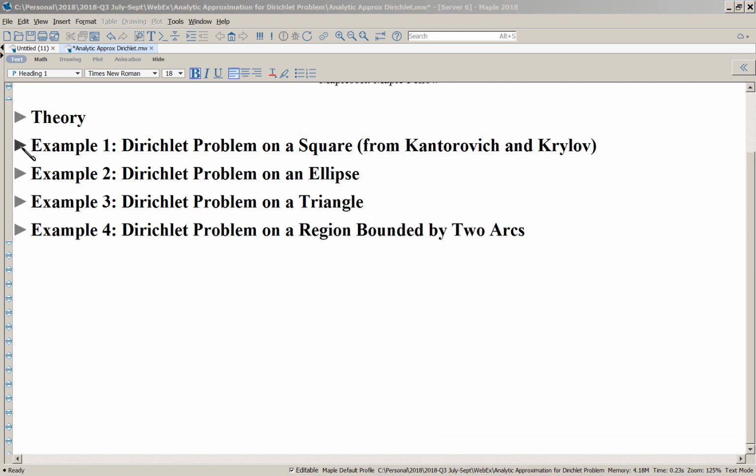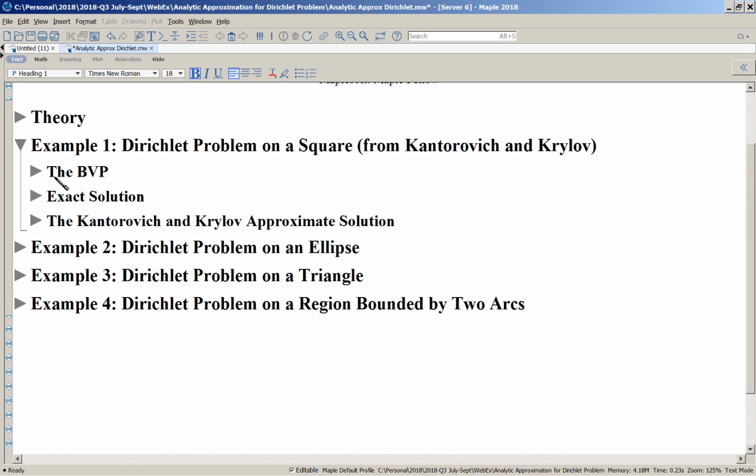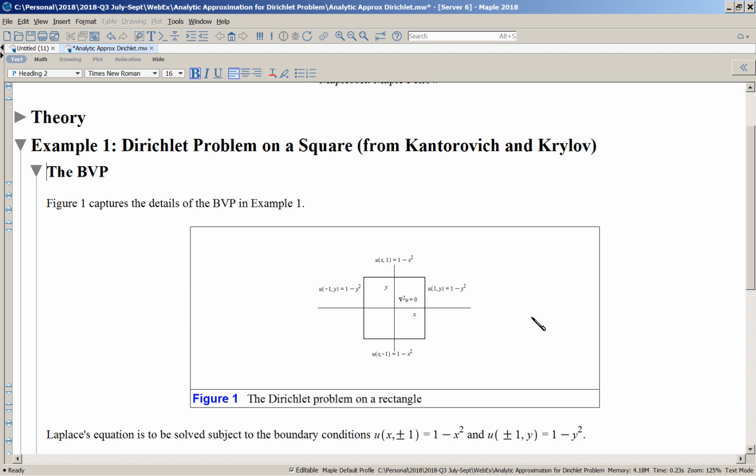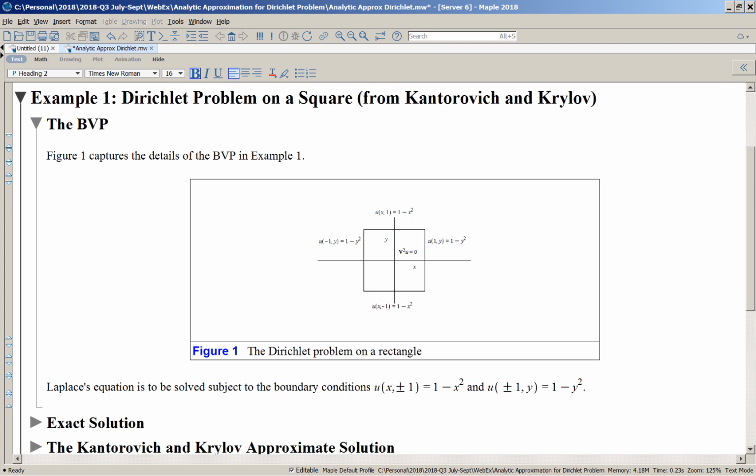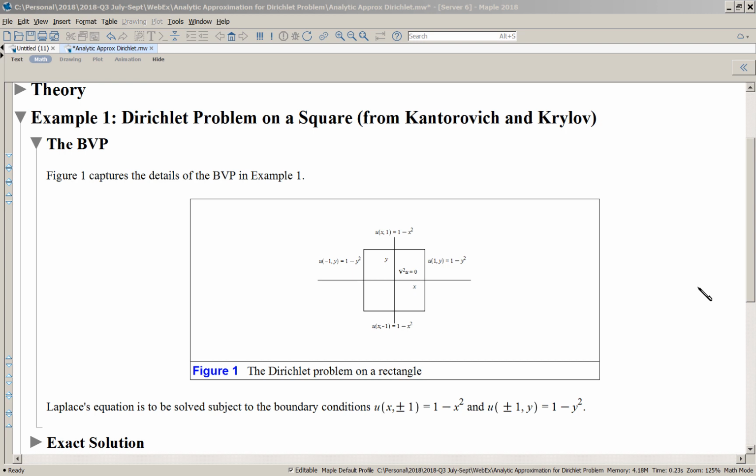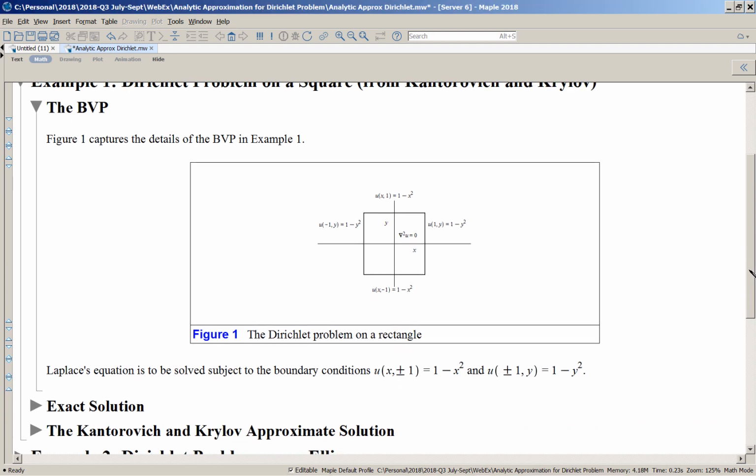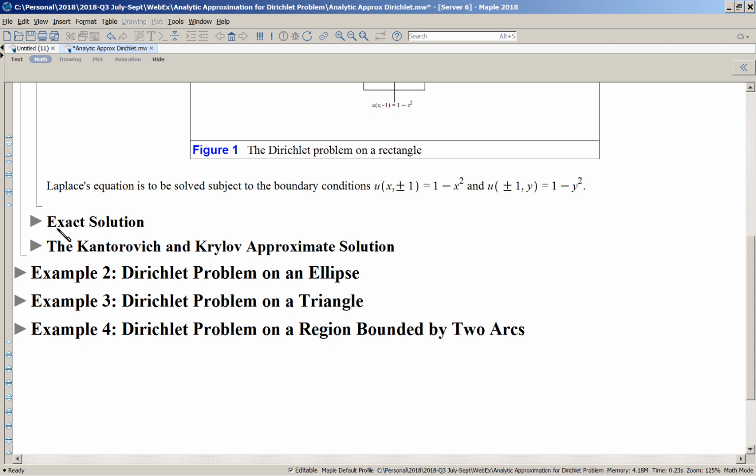So here's the example that Kantorovich and Krylov presented in their text. The boundary value problem was Laplace's equation on this square, minus 1 to 1 in each direction, x and y, with 1 minus x squared as the boundary data top and bottom, and 1 minus y squared as the boundary data left and right. So before getting the approximate solution, let's see if we can get an exact solution so we have something to compare to.